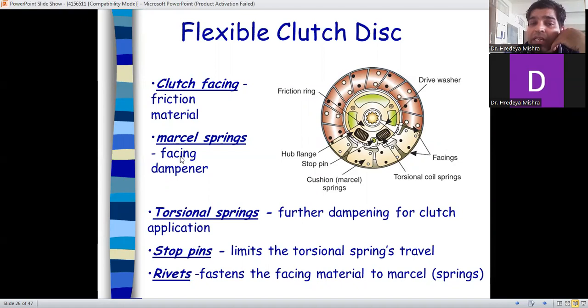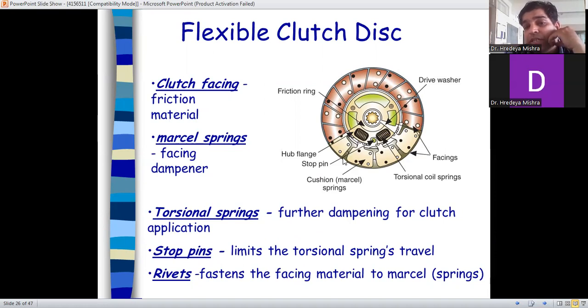Torsional spring, what is that? This is the damper. See here, this spring is nothing but a damper to provide the spring effect, to provide the pressure to engage and disengage the clutch disc to the driven and driver shaft. Torsional spring gives further damping for the clutch application.